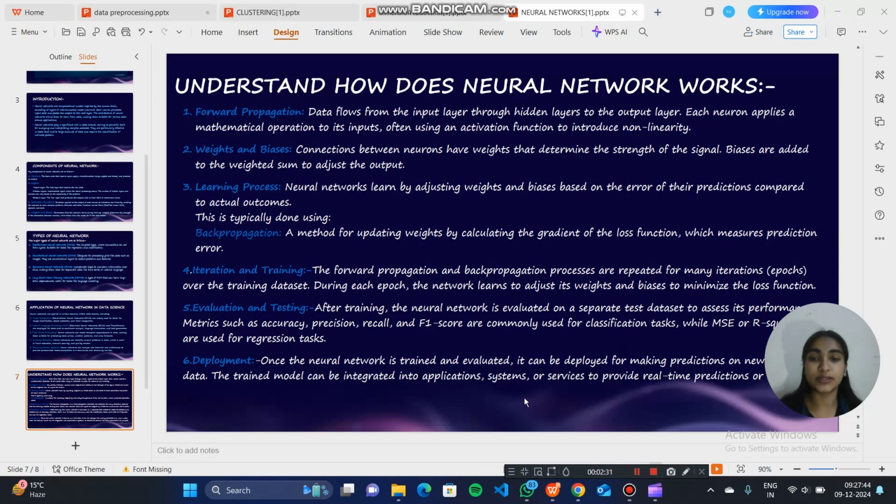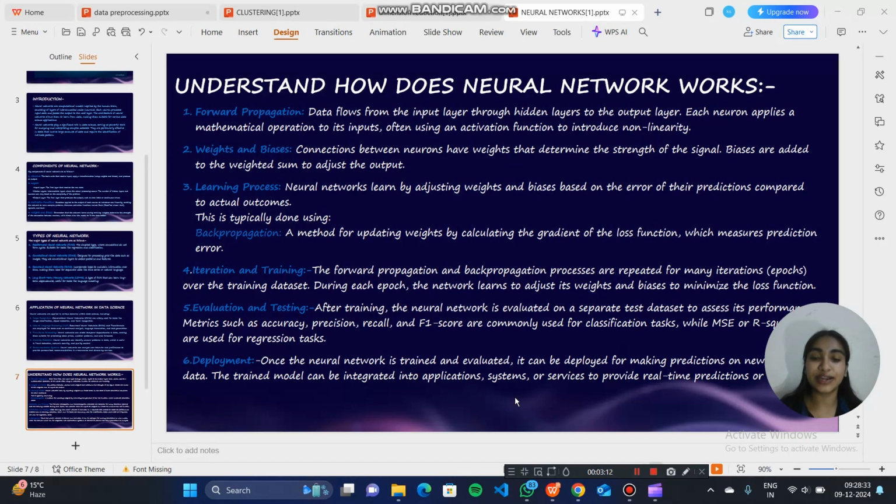Third, learning process. Neural networks learn by adjusting weights and biases based on the error of their predictions compared to the actual outcome. This is typically done using backpropagation, a method for updating weights by calculating the gradient of the loss function, which measures prediction error. Fourth, iteration and training. The forward propagation and backpropagation processes are repeated for many iterations over the training dataset. During each epoch, the network learns to adjust its weights and biases to minimize the loss function.